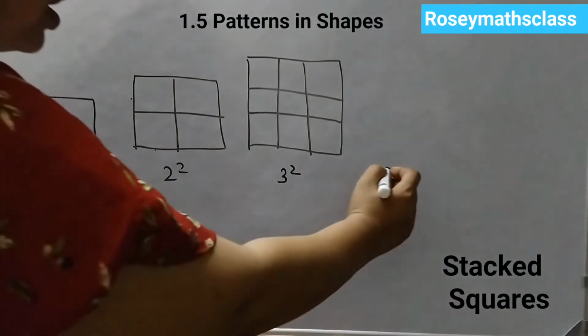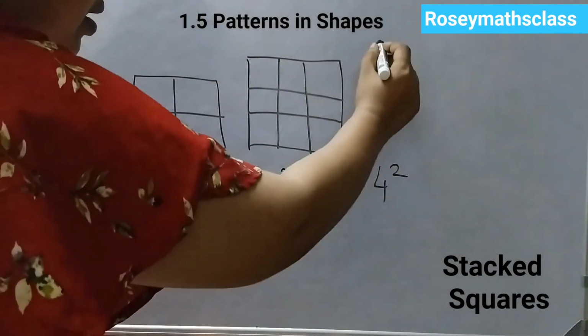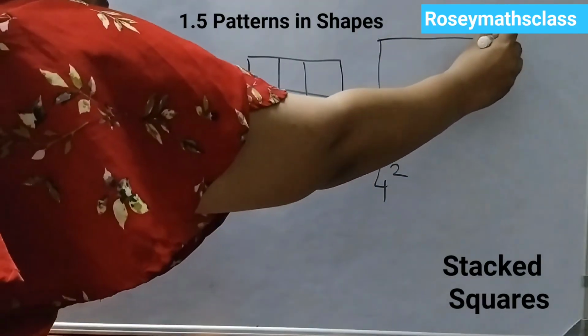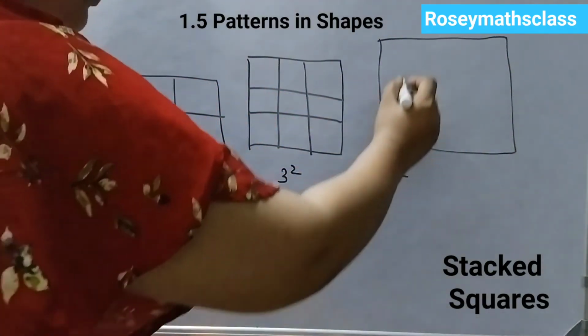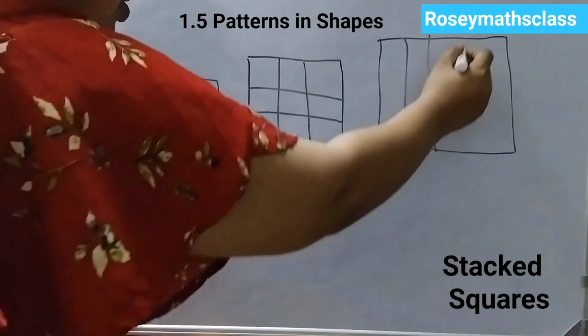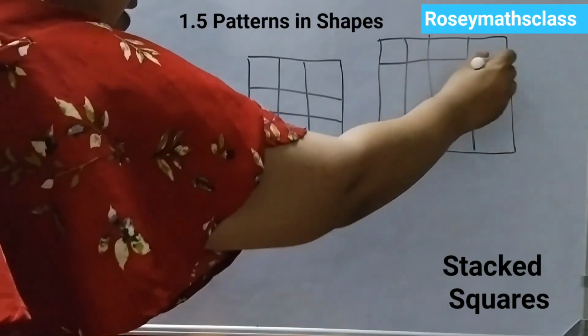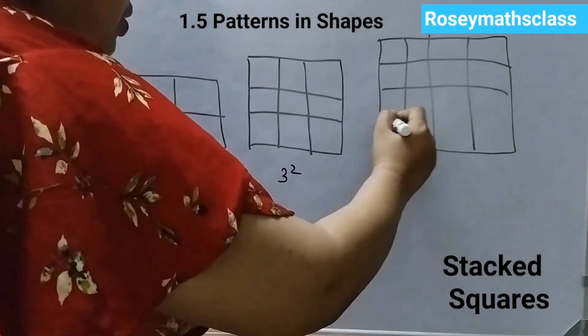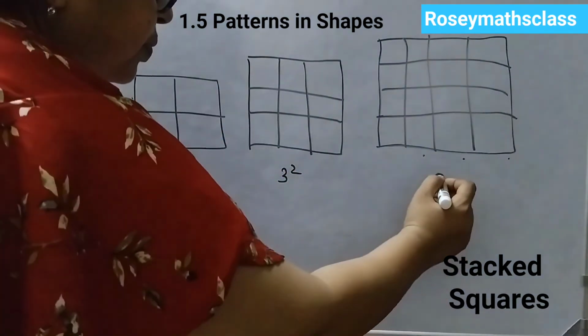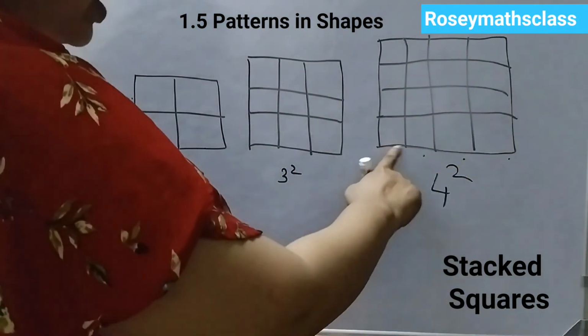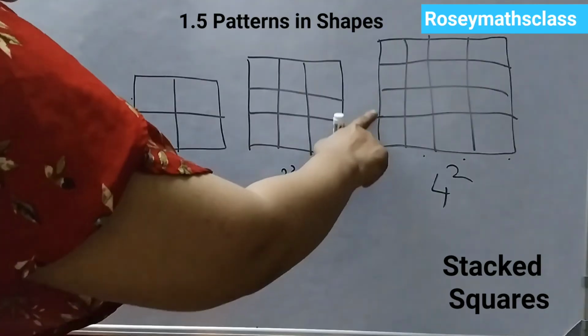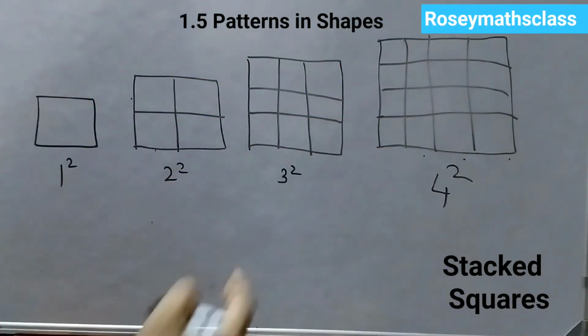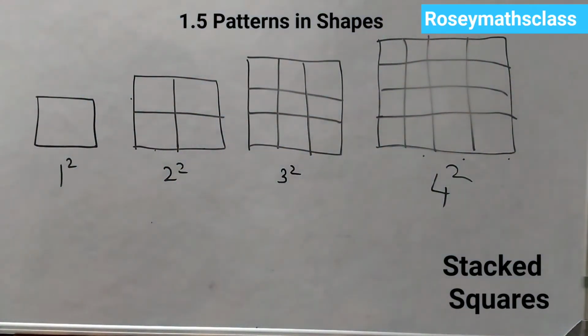Similarly, you can do 4 squared. 1, 2, 3, 4. 1, 2, 3, 4. If you count, there are 16 small squares here.